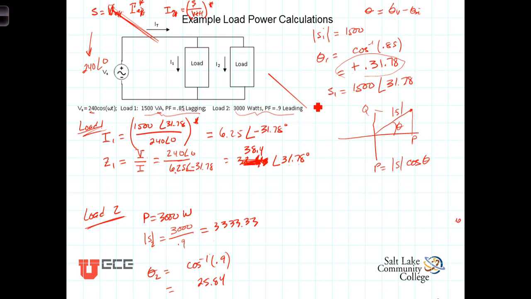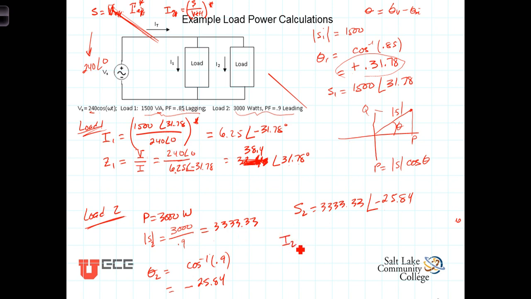Leading means that the current is ahead of the voltage. That means that theta I is greater than theta V. That means that theta is negative. So we now have S2 equal to 3333.33 angle negative 25.84. By the way, what are the units of the magnitude of S? Volt amps.